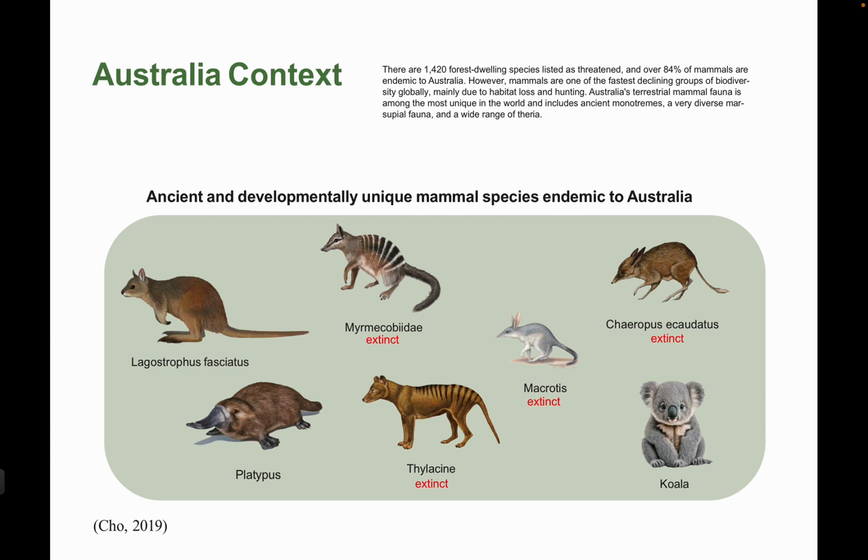In the process of my research, I noticed that mammals are one of the fastest declining groups of biodiversity globally, and that Australia's ground mammals are among the most unique in the world. So, I chose the unique Australian platypus to study in depth.